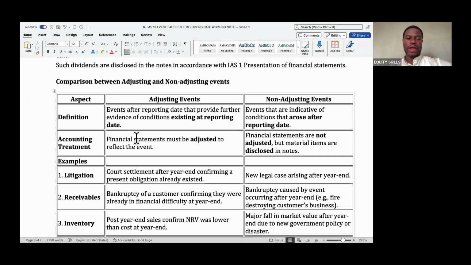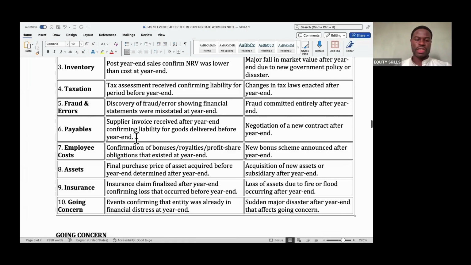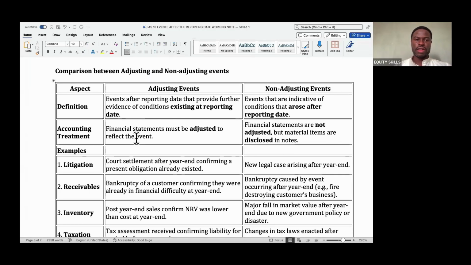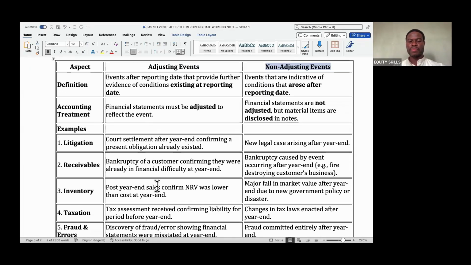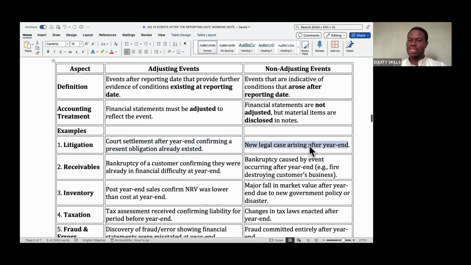Okay, so I did a summarization for you here, just for you to see a comparison between adjusting and non-adjusting. I won't go through them again, as there are things I've mentioned before. It's just a summary of the same thing: litigation, when it can be adjusting, and when it can be non-adjusting.